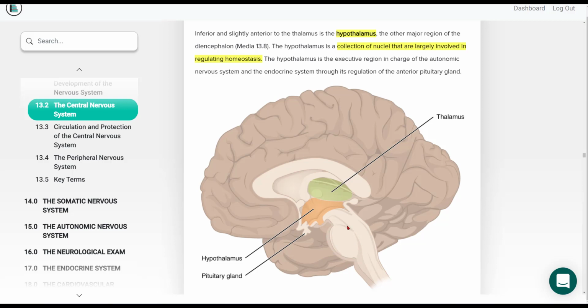We also have here this oval area. This is the pons, and then this, where I am now, would be the medulla oblongata, and then inferior to all of this would be the spinal cord.